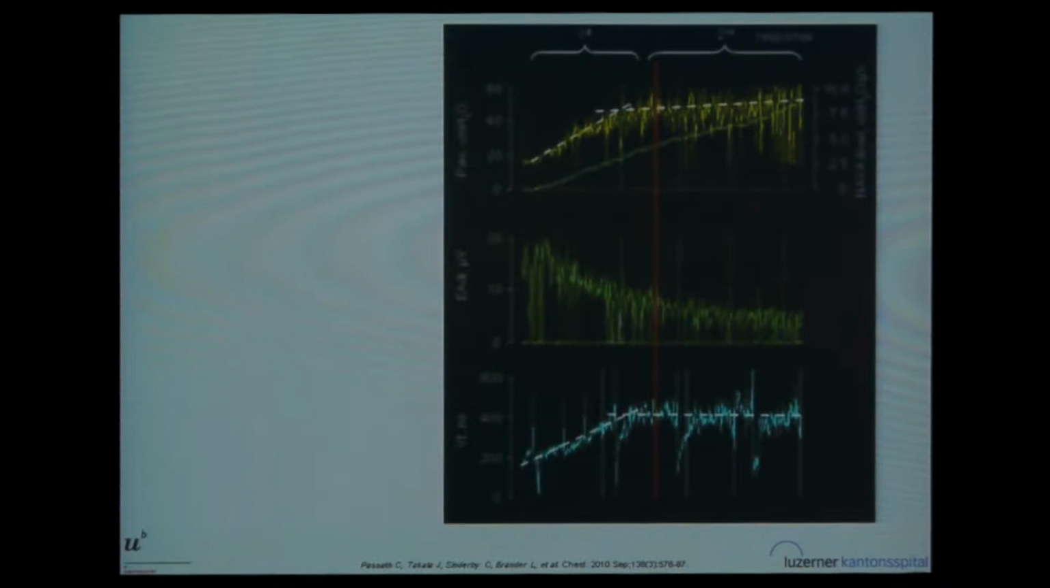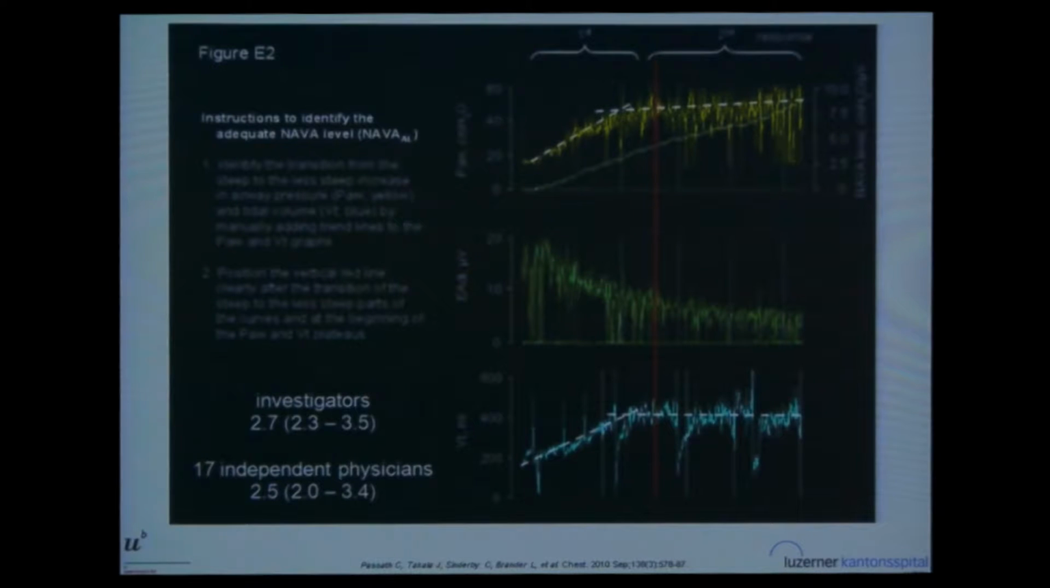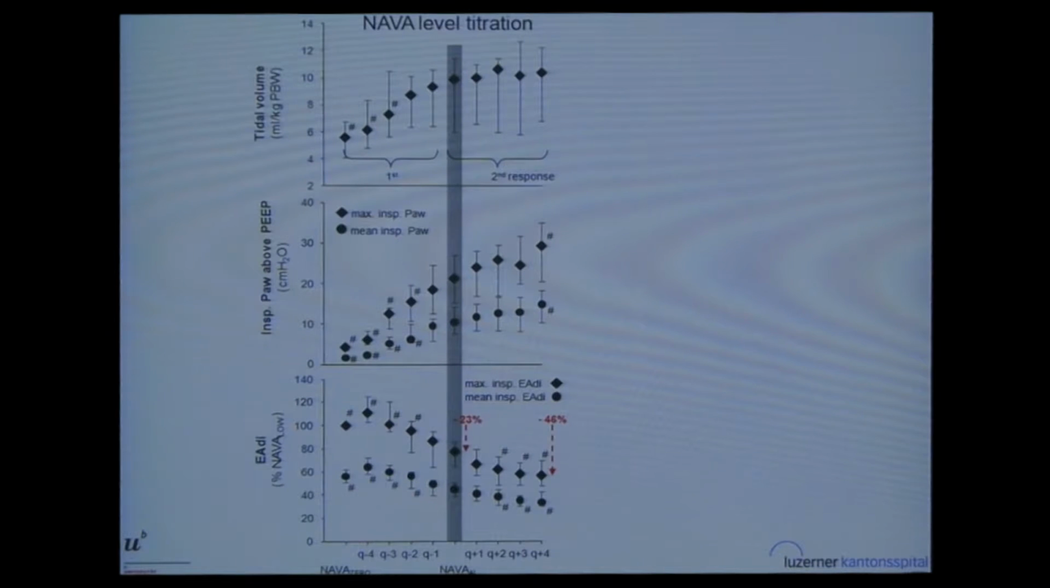You've seen many of these titration procedures now. That's how it looked like in one of these patients. In this particular study, we asked 17 independent physicians or colleagues of us to identify what they thought would be the adequate NAVA level based on the typical shape of the airway pressure and tidal volume curves, and put the red line on there. What we found is that the correlation between what we used during the study and what they would have used was pretty good. This is the summary graph of the titration we performed in this study, and what you can see is that at the adequate NAVA level, the diaphragmatic EMG was decreased by roughly 25%, and at the highest NAVA level the diaphragmatic EMG was decreased by roughly 50%.